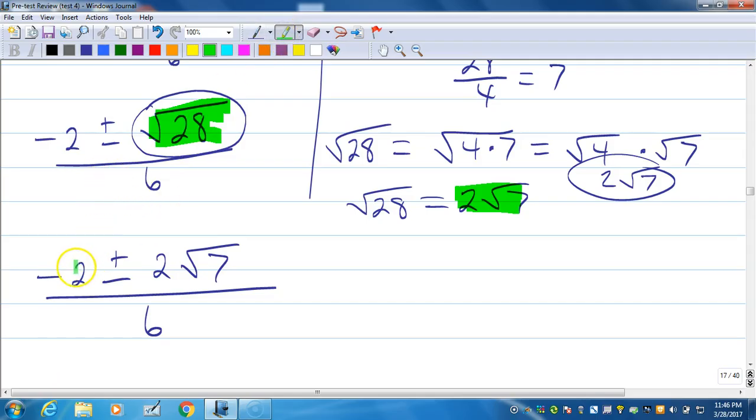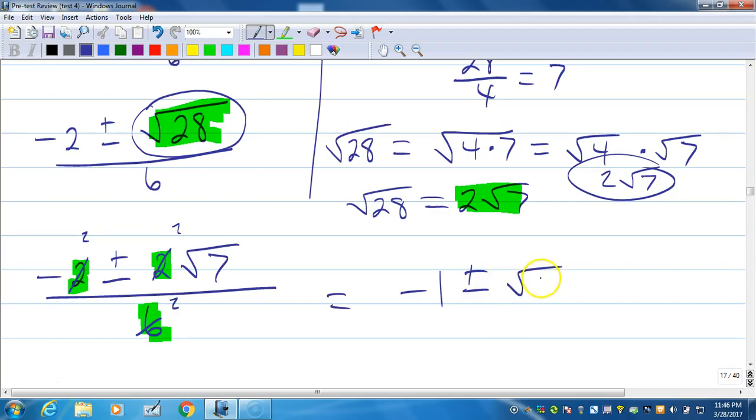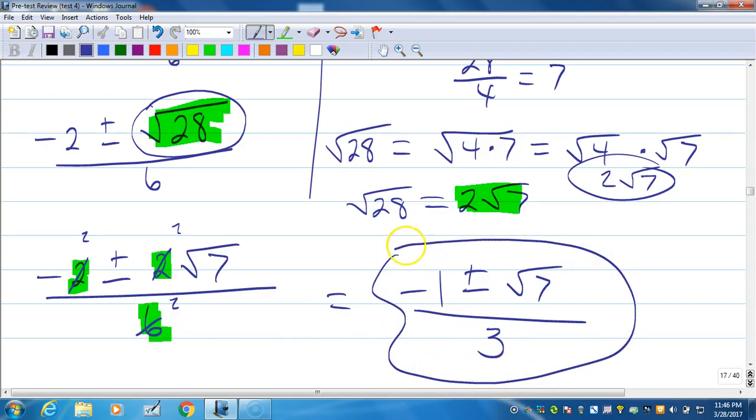We're not done yet, because that's a 2, that's a 2, and that's a 6. They can all be reduced by 2. So divide this by 2, divide this by 2, divide this by 2. 2 divided by 2 gives you negative 1. Keep the plus or minus sign. 2 divided by 2 is 1. We don't have to put that, it's just root of 7. You can put the 1 if you want. And 6 divided by 2 is 3. This is your final answer: negative 1 plus or minus the square root of 7 over 3.